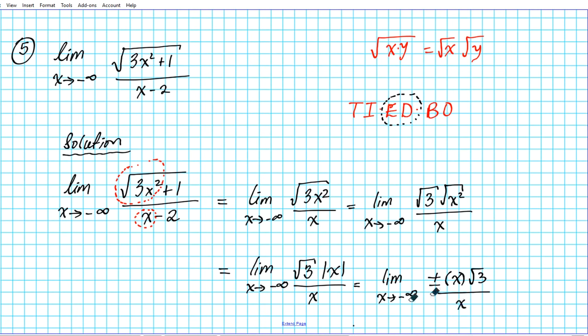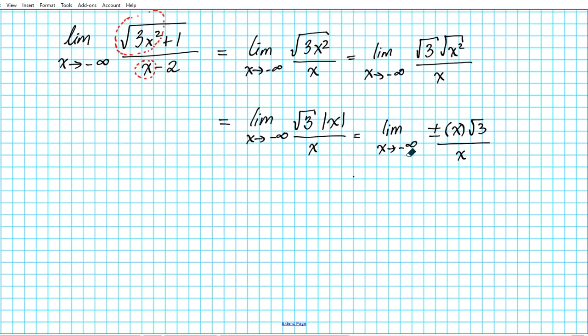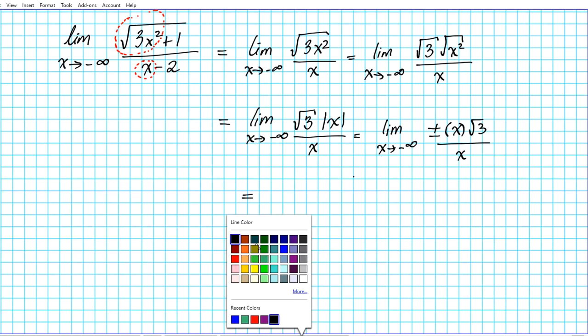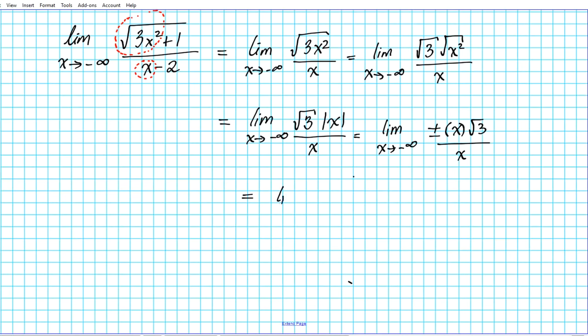Now, if we take a look at the directionality here, we're going to negative infinity. We're going to the left side. So the sign of this plus or minus is going to be negative. Had it been we're going to infinity, this would be positive. If we're going to negative infinity, that's going to be negative. So this limit is going to become the limit as x approaches negative infinity of just negative x root 3 over x, because we're going to negative infinity in the left direction.